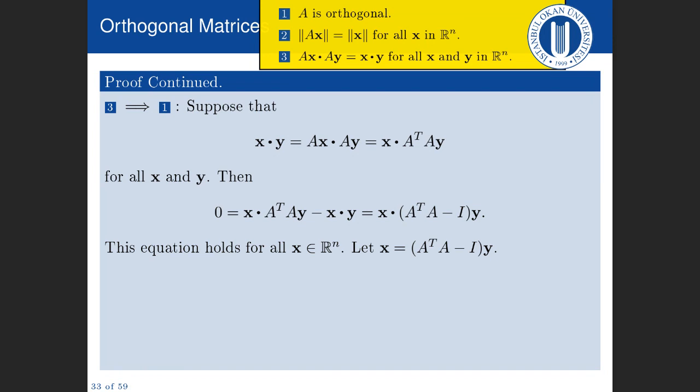So in particular, we could choose any vectors that we want and put them into this equation. And the vector that I want to choose is I want to use x is (A transpose A minus I) y. So what I'm going to do is I'm going to put that into here. I'm going to get 0 is equal to this thing dot itself. But that just means the number 0 is equal to the norm of (A transpose A minus I) y squared. If the norm of a vector is equal to 0, that means the vector itself must be 0.